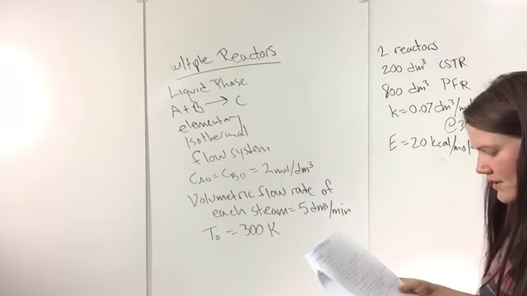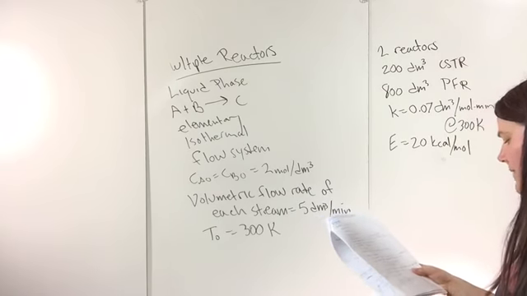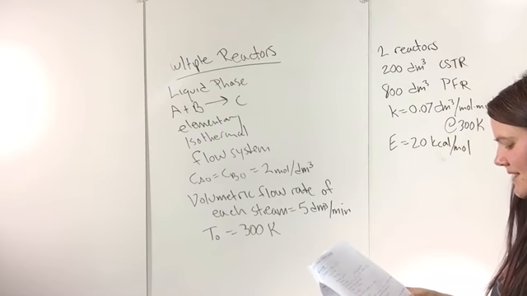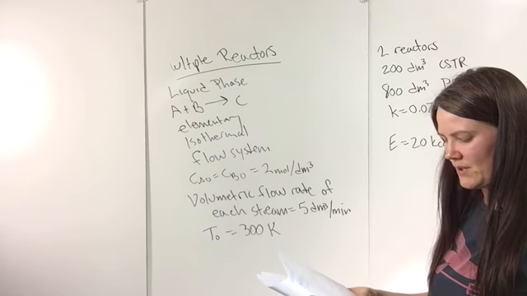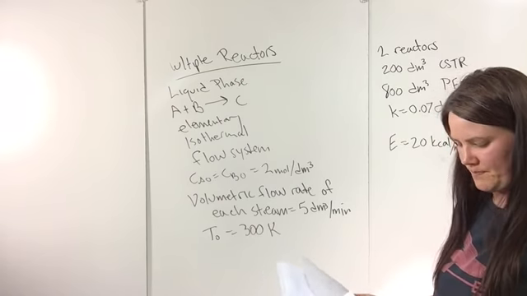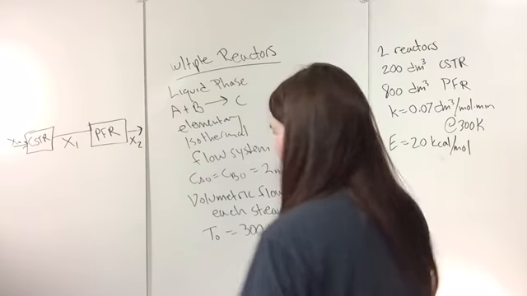So what conversion would be obtained if the CSTR and PFR were operated at 300 K and connected in series? And then also in parallel with 5 moles per minute of each. So anyway, for the first one, let's say this is a CSTR, this is the PFR. So let's say you have X naught coming in, which is 0, and then you have X1 coming out of the CSTR and X2 coming out of the PFR.